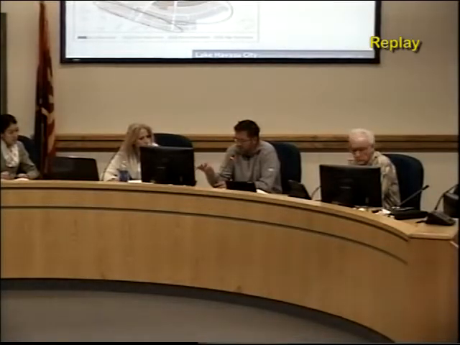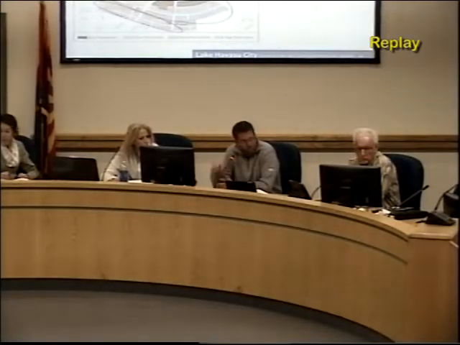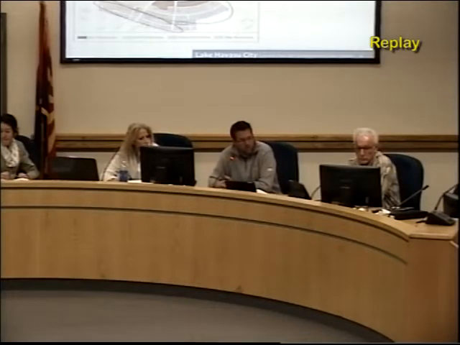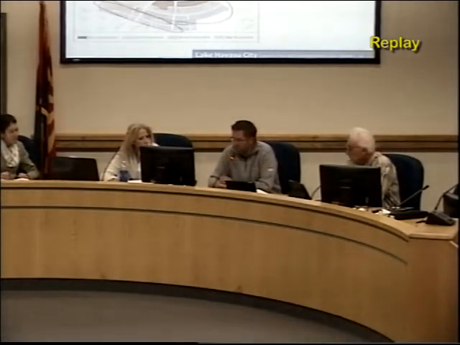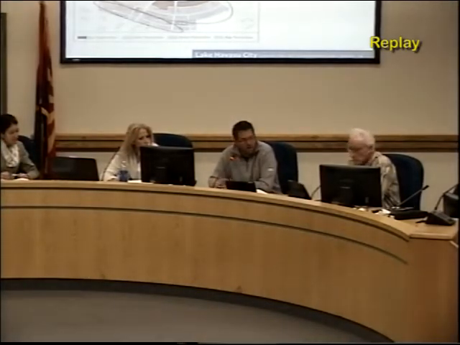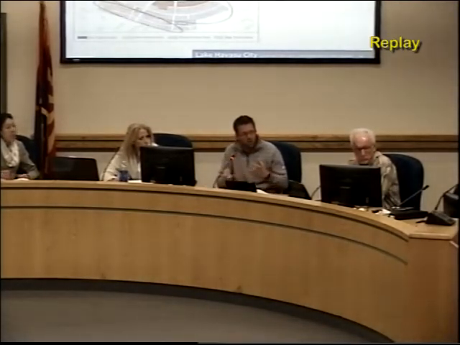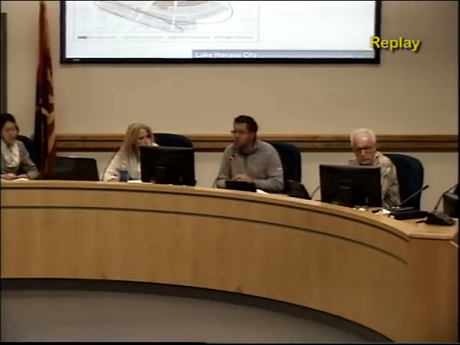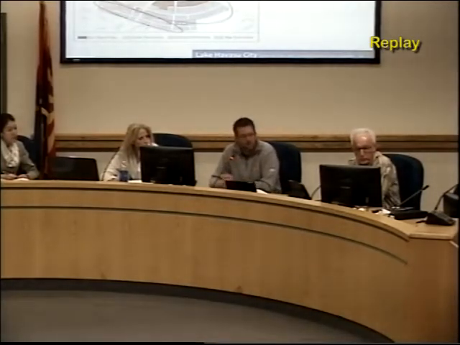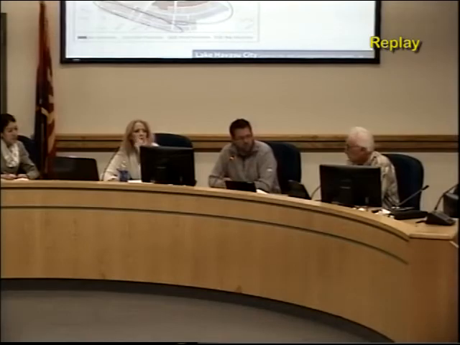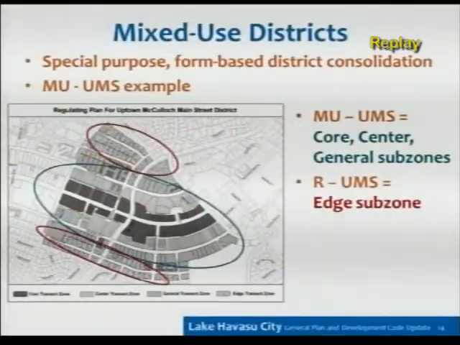Yeah, I would agree with you. And so in essence, what you're proposing here is that the whole core, and we can define what that core is, it probably includes ASU, is the MU-UMS, and then the edge is really your buffer. It's still mixed use, but it's buffer. Well, the mixed use in this case is residential. Just residential. Okay. In this case, yeah. And it provides a buffer from the neighborhoods around it, which is what the RUDAT called for, I think. Yeah.